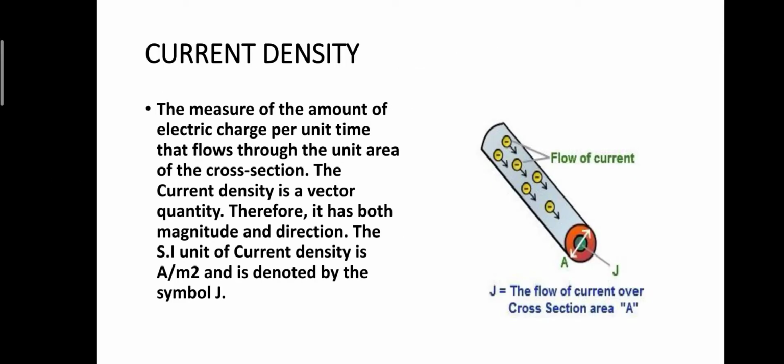Next we see about basics of current density. The measure of the amount of electric charge per unit time that flows through the unit area of the cross section. The current density is a vector quantity. Therefore, it has both magnitude and direction. The SI unit of current density is ampere per meter square, and it is denoted by the symbol J.